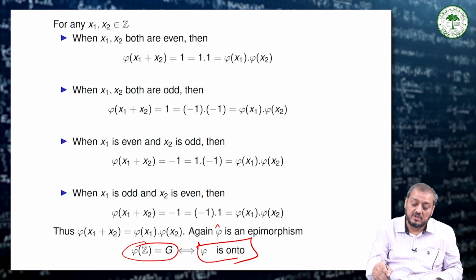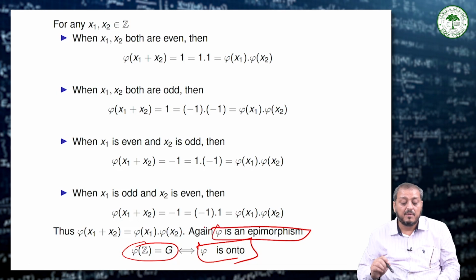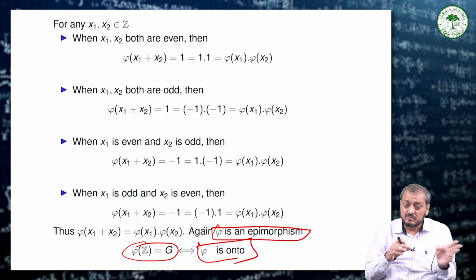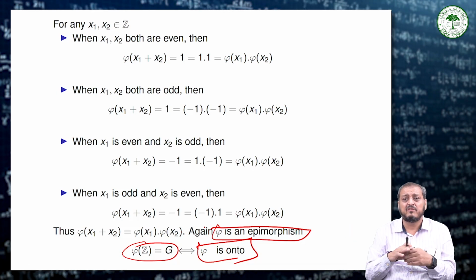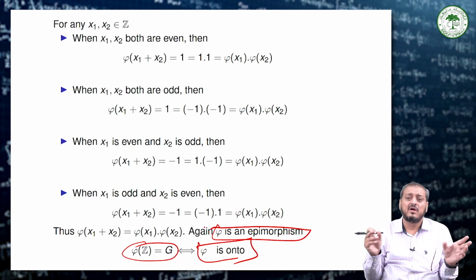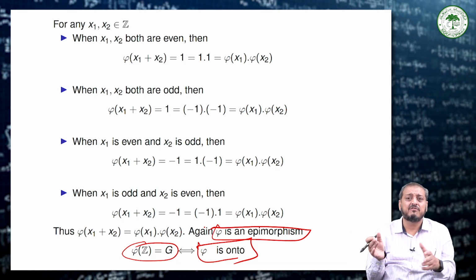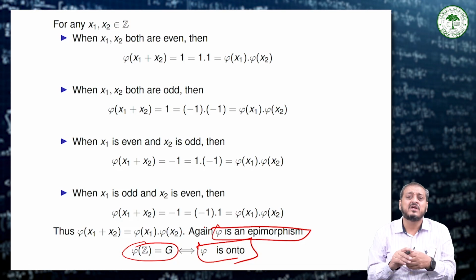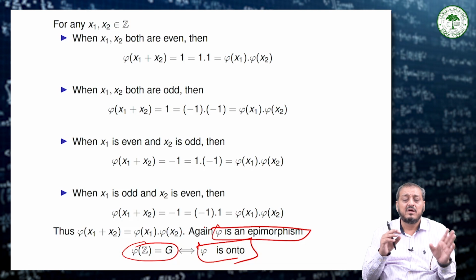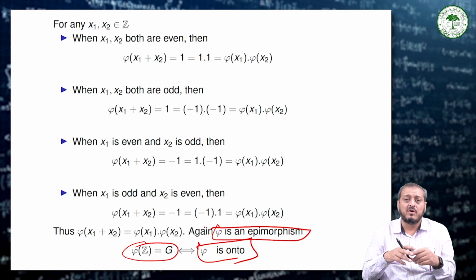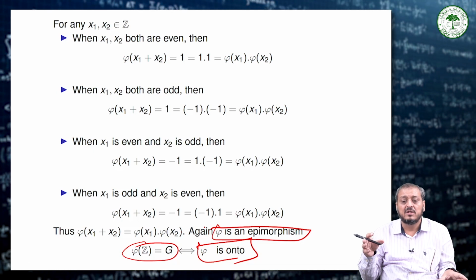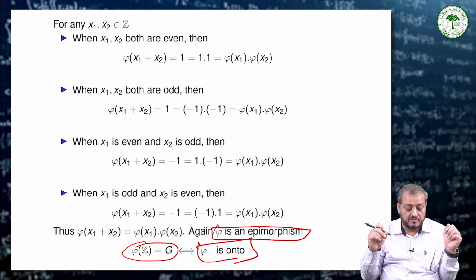So this phi is an epimorphism, but clearly phi is not one-to-one, because if you take two different numbers, we have phi of 3 equal to -1 and phi of 5 equal to -1, but 3 and 5 are different. So in this case we have shown that this is not one-to-one but it is onto. So it is an epimorphism, but it is not a monomorphism.